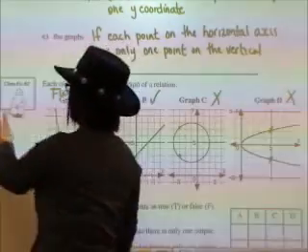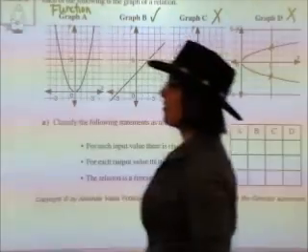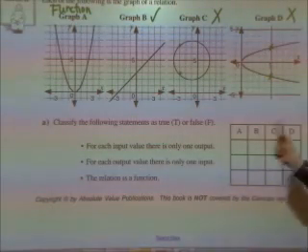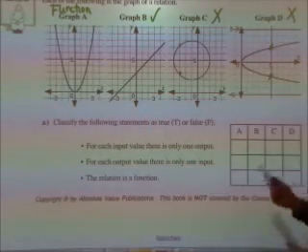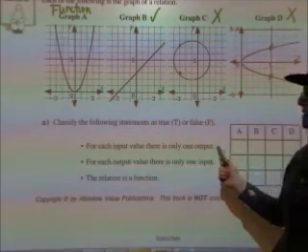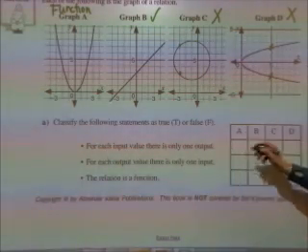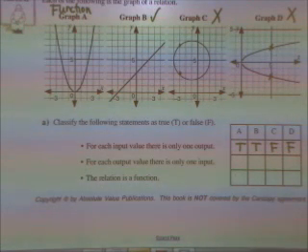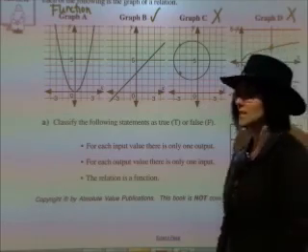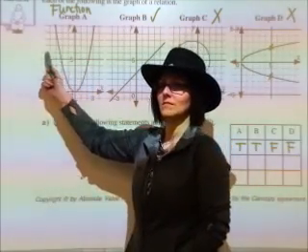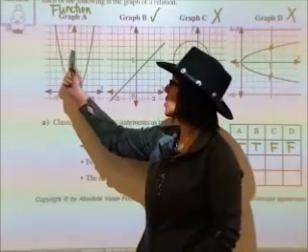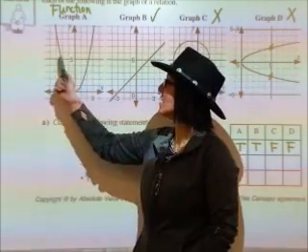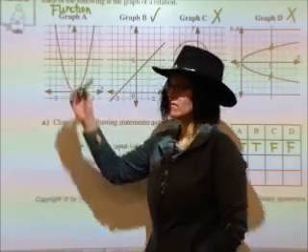Okay, so let's look at some of the other ways that I can help determine the function. So it says classify each of the following statements as true or false for A, B, C, and D. Well, we've kind of done this one. For each input, there's only 1 output. That was true in the first 2 and false in the last 2. For each output value, there's only 1 input. So this time I'm looking at the verticals. This one's false. Because if I have an output of 5, there was 2 possible inputs. So that's false.